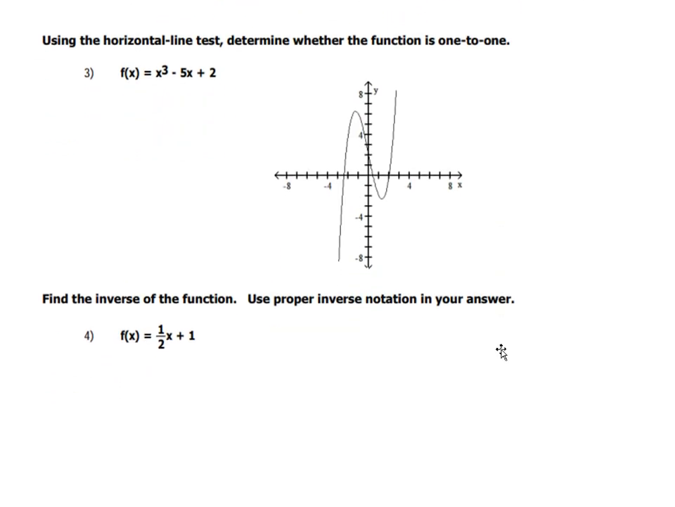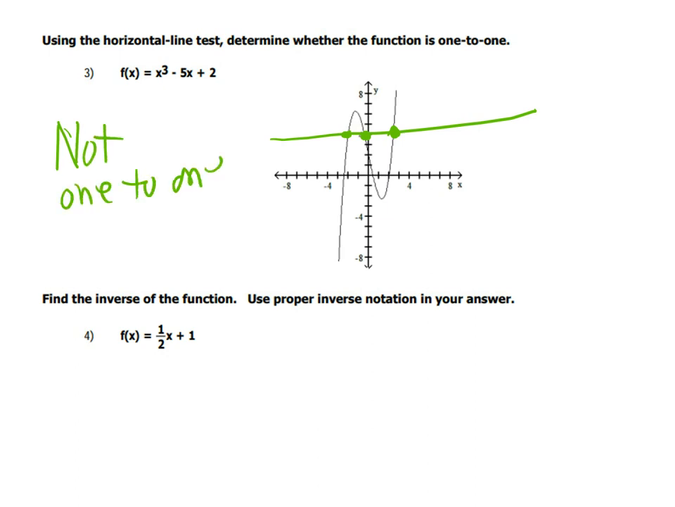Let's see. 3 says use the horizontal line test. The horizontal line test says if you can draw a horizontal line through your graph, okay, pretend that was horizontal, and it can cross the graph more than one time, it is not 1 to 1. So this is not 1 to 1 because it's crossing it in 3 places. Remember, 1 to 1 means every single x maps to only one y. And on this one, I've got 3 different x's going to the same y. So it's not a function.